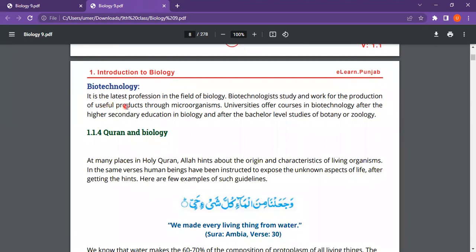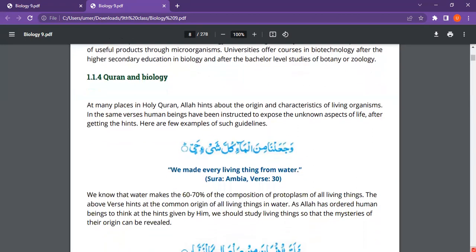Biotechnology. It is the latest profession in the field of biology. Biotechnologists study and work for the production of useful products through microorganisms. Universities offer courses in biotechnology after the higher secondary education in biology and after the bachelor level studies of botany or zoology.